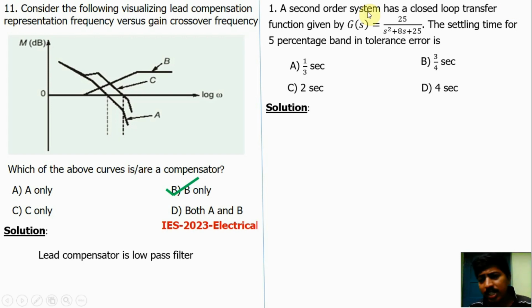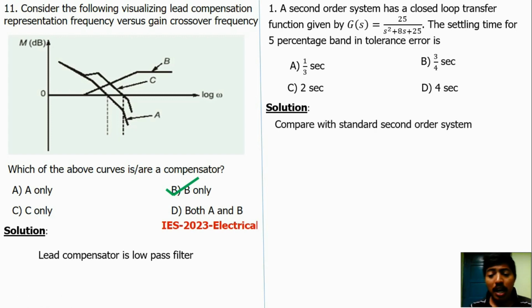The transfer function is given. If you compare the transfer function with the standard second order transfer function, omega n square divided by s square plus 2 del omega n s plus omega n square, we can find omega n and del. So compare with the standard second order system. What is the value of omega n square? This is omega n square. So omega n square is equal to 25, so we get omega n is equal to 5. Then 2 del omega n is 8. So substitute this omega n value here, we will get del is equal to 0.8.